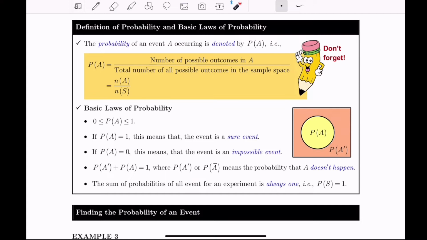Okay, and A prime means that A doesn't happen. So the probability of A doesn't happen, plus the probability of A, equals the total probability. And we know that the total probability is 1. The sum of probabilities of all events for an experiment is always 1.